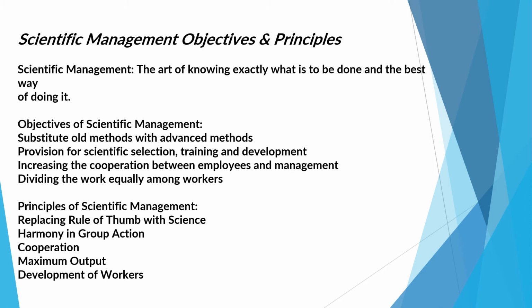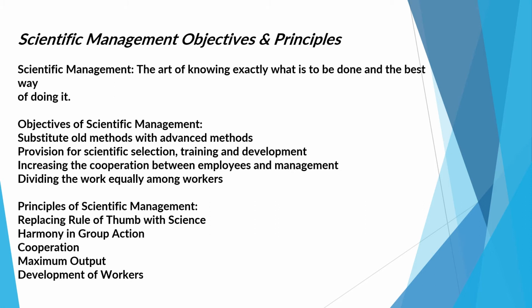And the fourth principle is maximum output. Scientific management involves a continuous increase in production and productivity instead of restricted production either by management or by workers. Taylor was against inefficiency and deliberate curtailment of production. So Taylor always focuses on production and productivity, and scientific management also involves a continuous increase in production and efficiency. It focuses on maximum output.